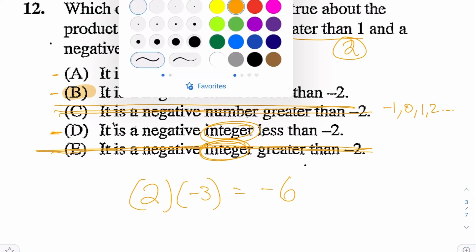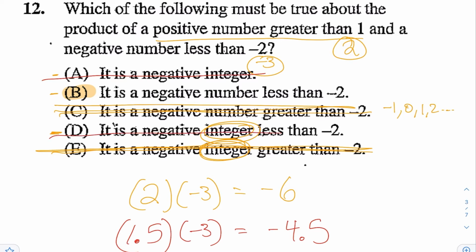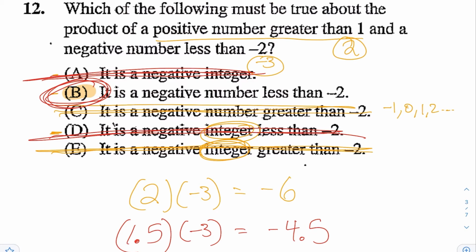Now, the difference here is that you don't have to have a whole number. You can have a decimal, for example. You can keep the -3, but then a positive number greater than 1 could be 1.5. So 1.5 times -3 will be -4.5. And here it's not an integer anymore, so you eliminate A and D, and that just leaves choice B as the one remaining. So it has to be a negative number, but it doesn't have to be a whole number, it just has to be less than -2. So for number 12, you just substitute in and then eliminate choices, and you have one choice left.